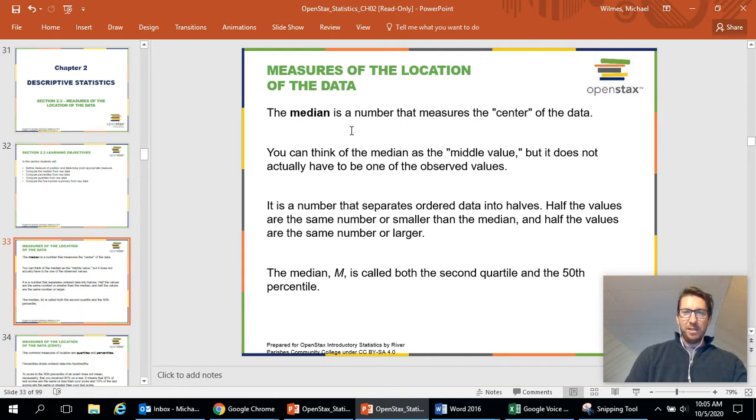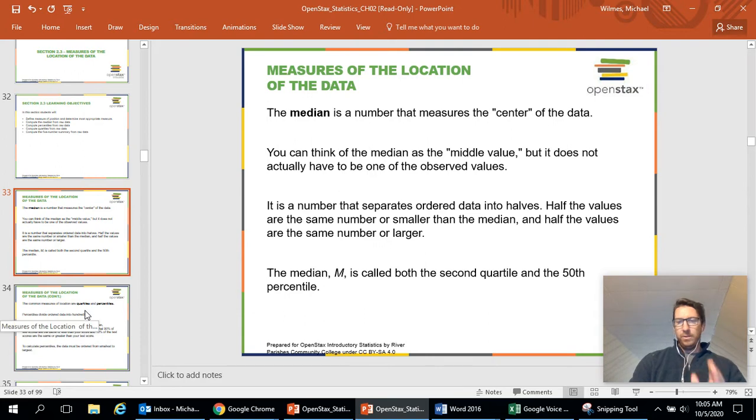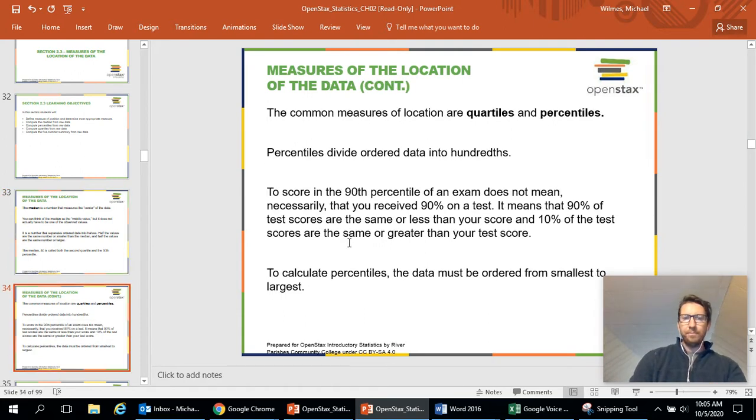The median is something we've studied in other classes before. It's the number right in the center of our data. You can think of the median as the middle value. And if it's between two numbers, remember we average those two numbers. So the median is also called the second quartile, also the 50th percentile, because it's just right smack dab in the middle. Other locations are called quartiles or percentiles.